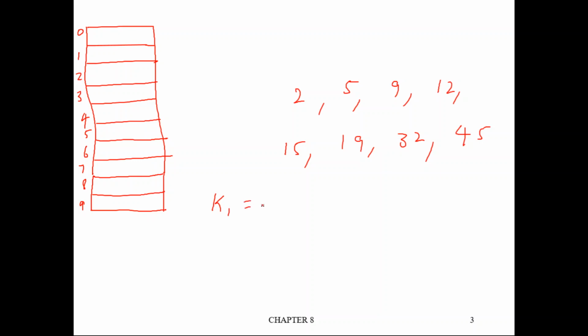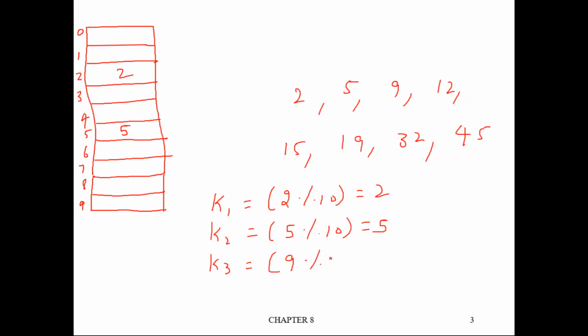So the first is what? K1. K1 is 2. So 2 modulo 10 is 2. So it should be mapped to the second location. So 2 will come here. Next K2 is 5. So 5 modulo 10 is 5. So 5 will come here. Next K3 is 9. So 9 modulo 10 is 9. So 9 will come here. Next K4 is 15. 15 modulo 10 is 5. So now 5 is already occupied.